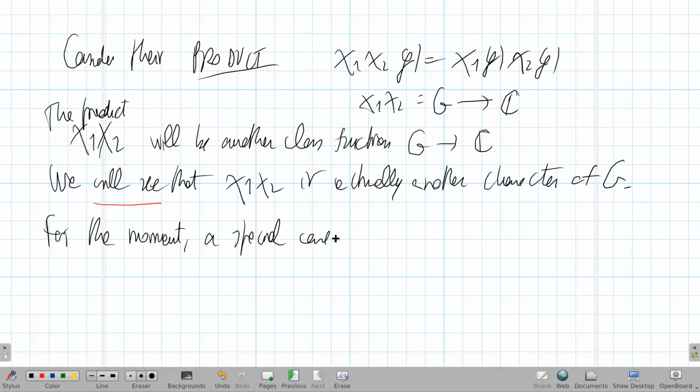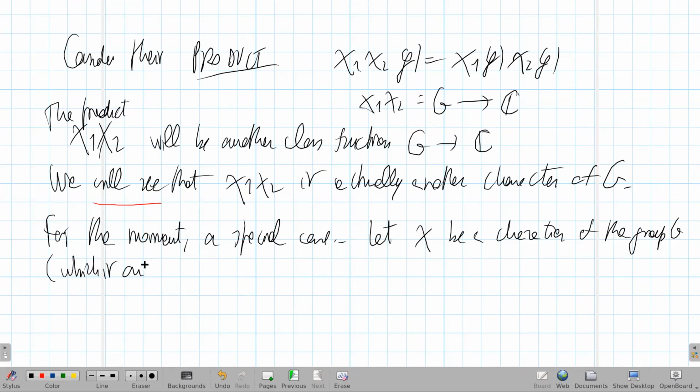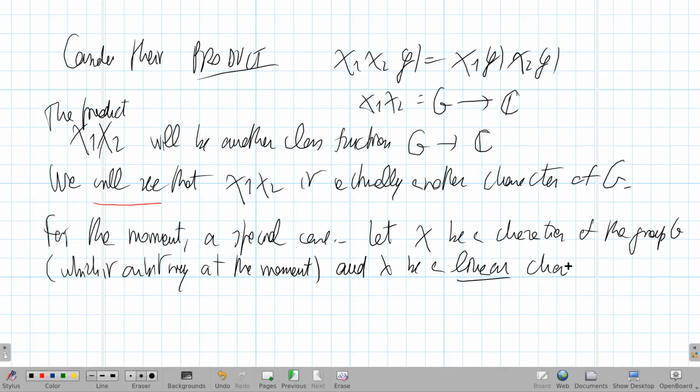Okay, so what we do, let me use chi to be a character of the group G, which is arbitrary at the moment, not necessarily abelian. And lambda be a linear character of the same group G. So a character of degree 1, which is then irreducible. Then I'll prove that lambda chi, with this definition, is another character of G.